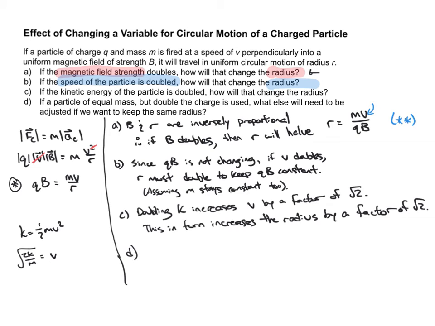And D: if a particle of equal mass but double the charge is used, what else will need to be adjusted if we want to keep the same radius? Okay, so we're going to change the particle to one that has the same mass, but it's got double the charge somehow. Maybe it's got an extra proton and one less neutron or something like that, in order to keep the same mass but double up the charge. If we want to keep the radius the same, how can we do that?